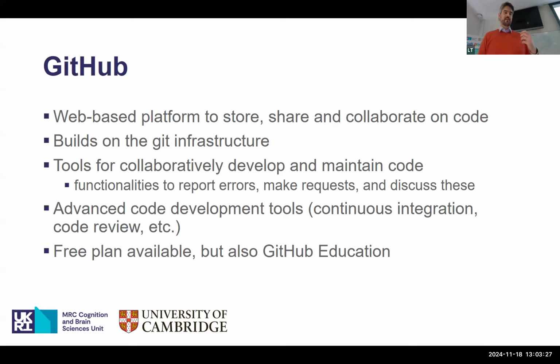Okay. So now I'm going to move on to GitHub. GitHub, again, is a separate thing from Git. It builds on Git functionality and infrastructure, but it adds new functions. It's a web-based platform to store, share, and collaborate on code. It adds tools for collaboratively developing and maintaining code, such as error reporting functions, making requests to update the code, and discussions around those requests. It also implements advanced code development tools like continuous integration and code review, etc. We don't need to talk about that.